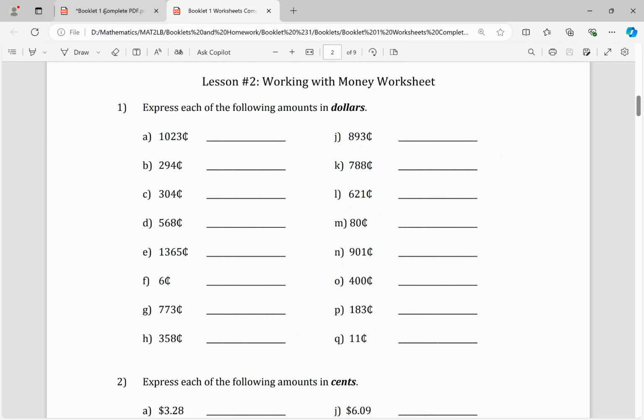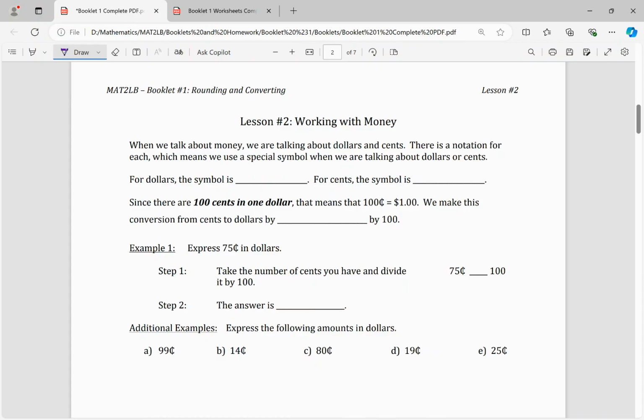Now, the first lesson we talked about rounding money. We're not going to do much of rounding money today. We are going to talk about the different ways that you can write the same amount of money. As I go through today's lesson, please remember that the most important number is going to be 100. Why is this the most important number? Because there are 100 cents in a dollar. So we're going to use this for a lot of our conversions.